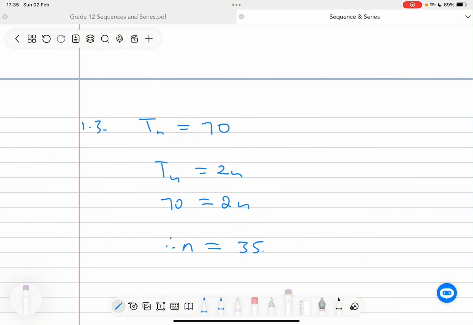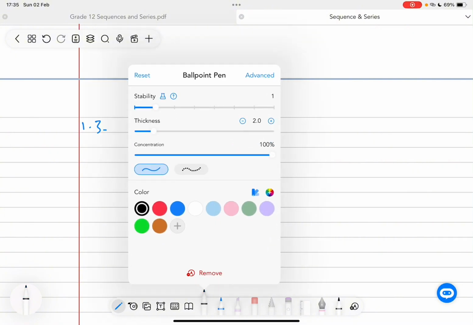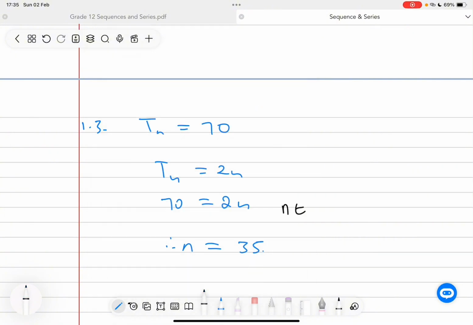And very important to also highlight this point. n, remember, has to be an element of natural numbers. n has to be an element of natural numbers. You can't get n to be defined by fractions or decimals or even negative numbers, because it only tells us the position of the terms in a sequence. It's like we're counting the terms from term 1, term 2, term 3, and so forth.